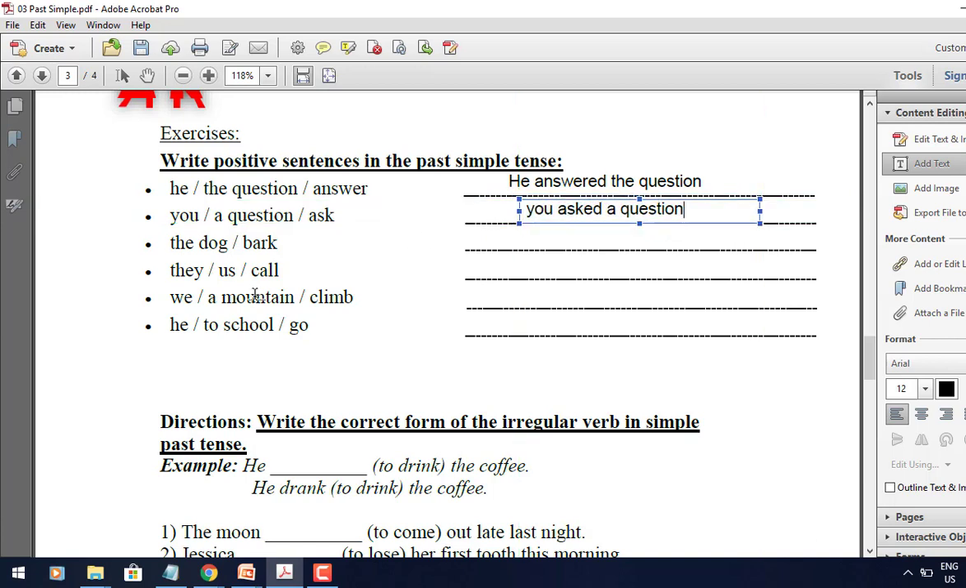Number 3. The dog bark. Bark is the verb, so we add -ed to change it to the past. The dog barked.